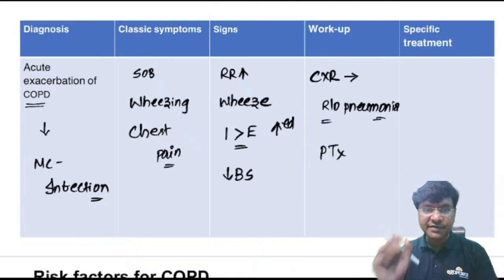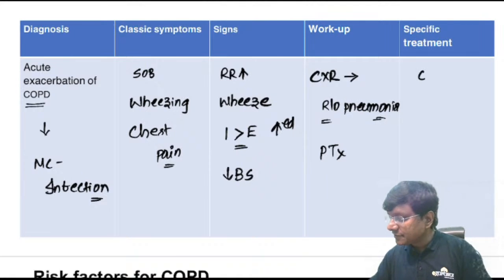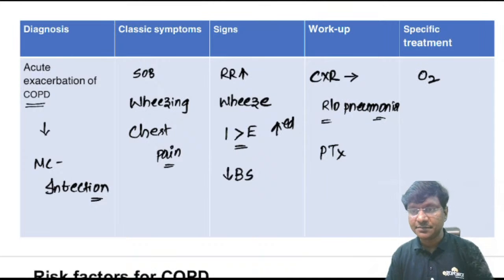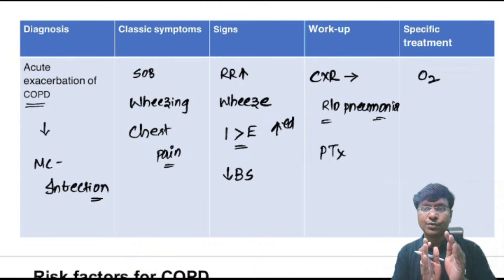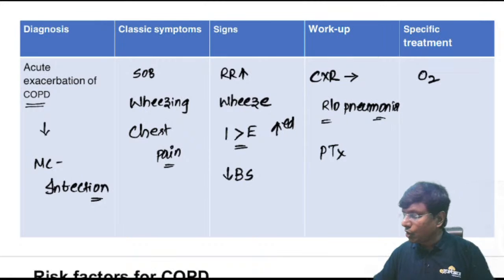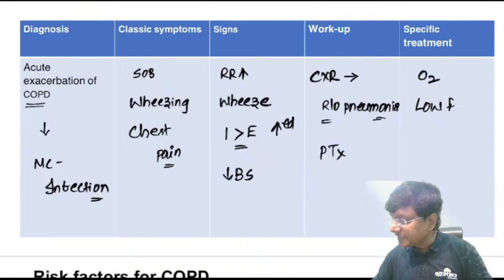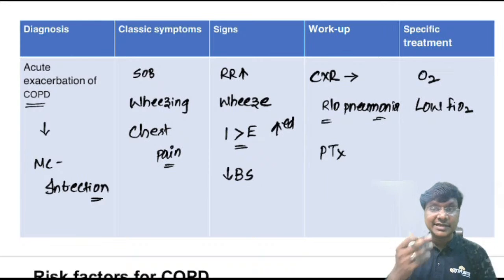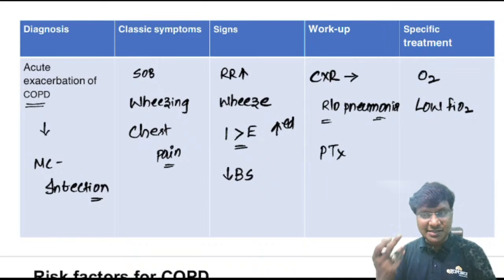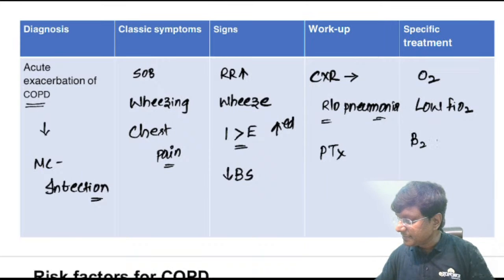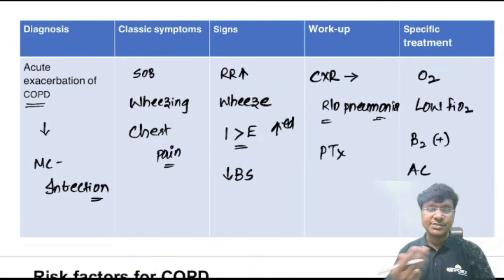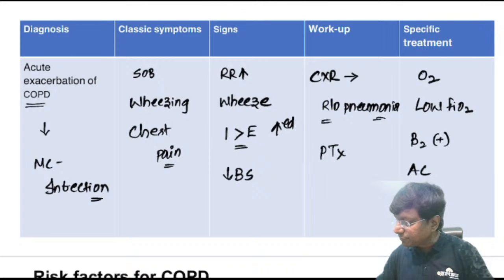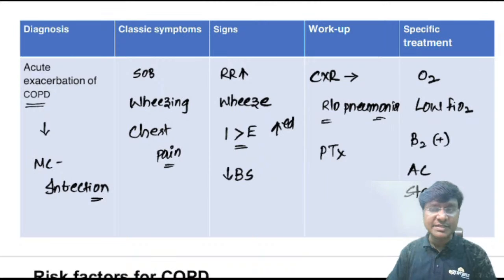Then, what is the specific treatment that you will be giving in these patients? First and foremost, the oxygen supplementation, right? You have to start oxygen supplementation and you have to keep low FiO2, low fraction of inspired oxygen, in order to see that the respiratory drive is being preserved. And what are the drugs that you will be giving? That is the beta-2 agonists, salbutamol and terbutaline can be given. Then anticholinergic drugs, that is ipratropium bromide or tiotropium bromide. And next, the steroids have to be supplemented. So this will be the medical management.